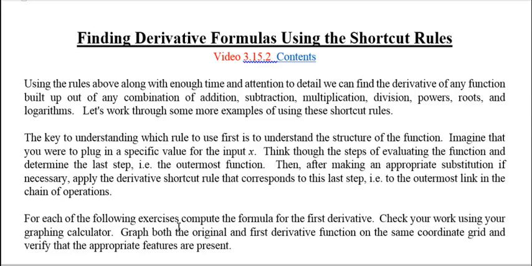So imagine you were to plug in a specific value for the input x. Think through the steps of evaluating the function and determine the last step. In other words, the outermost function, the outermost link in the chain of operations. Then, if you have to, make an appropriate substitution, and you can apply the derivative shortcut rule that corresponds to that last step.